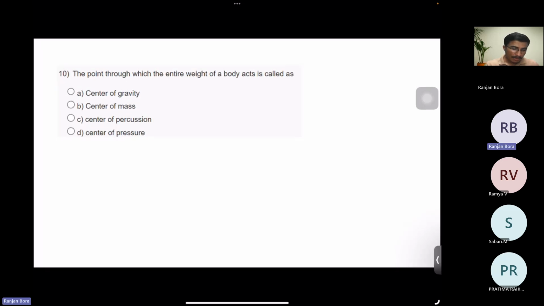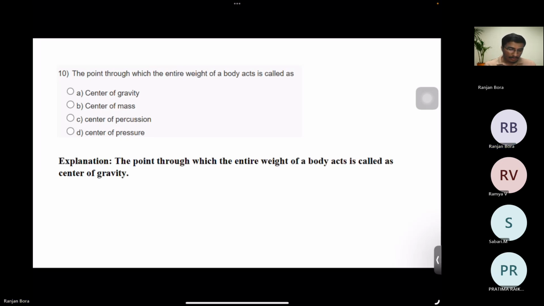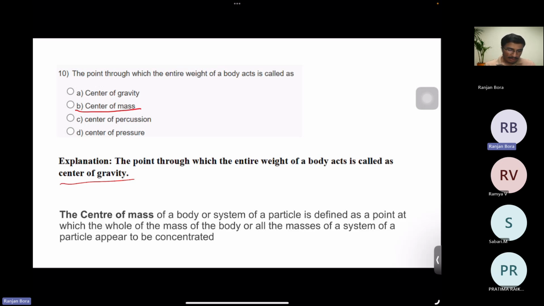And next question, the point through which the entire weight of a body acts is called the, any answer? Center of gravity. Yeah, center of gravity is right. And what is the center of mass? Center of mass of a body is defined as a point at which the whole of the mass of the body, or all the masses of a system of particles, appear to be concentrated.